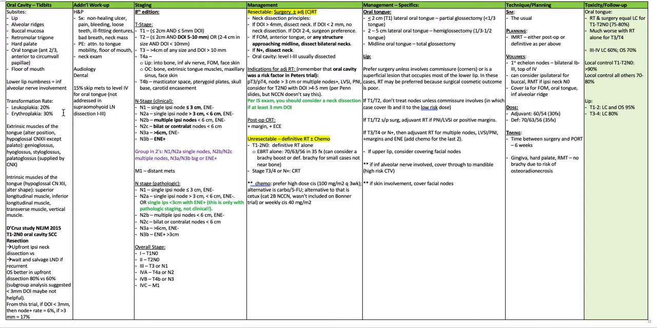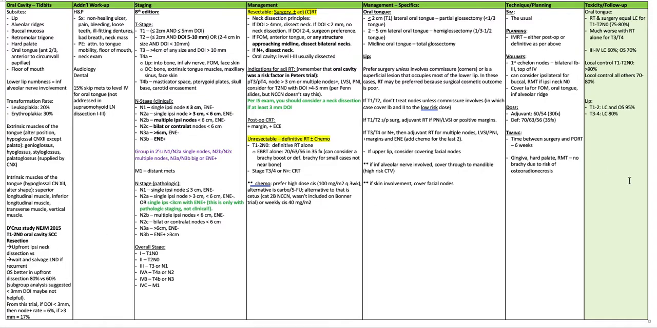The extrinsic muscles of the tongue alter the position of the tongue. They are all innervated by the hypoglossal nerve, cranial nerve 12, except for the palatoglossus, which is innervated by the vagus nerve. They include the genioglossus, the hyoglossus, the styloglossus, and the palatoglossus. The intrinsic muscles of the tongue are all innervated by cranial nerve 12, and they alter the shape of the tongue. They include the superior longitudinal muscle, the inferior longitudinal muscle, the transverse muscle, and the vertical muscle.